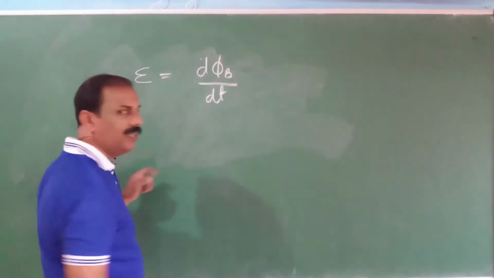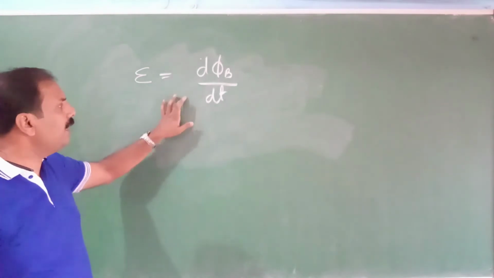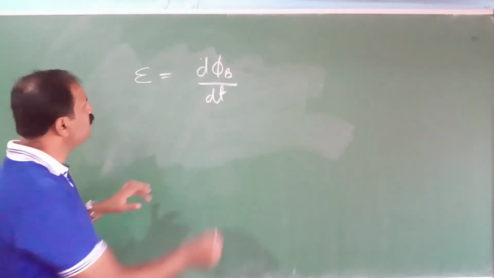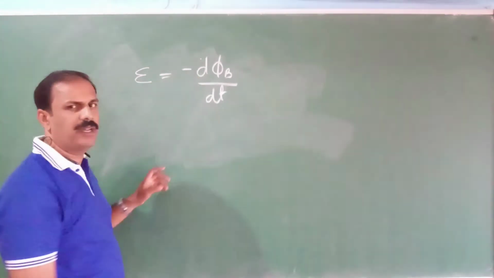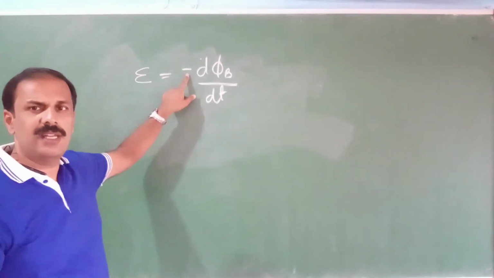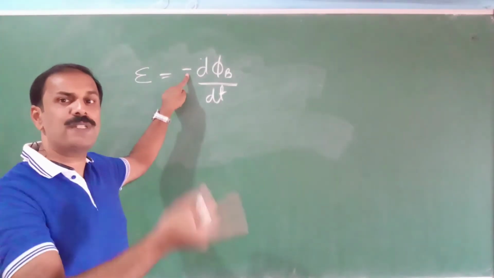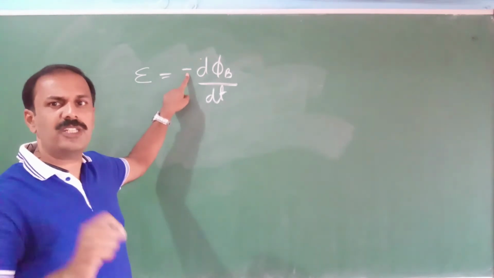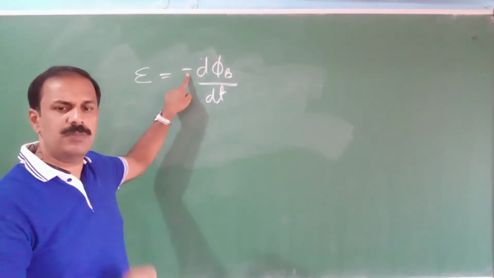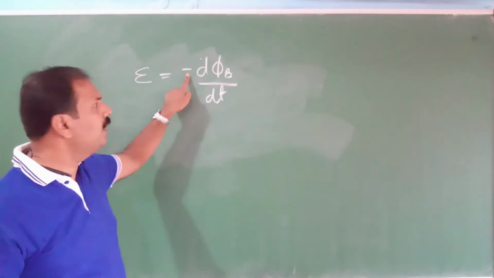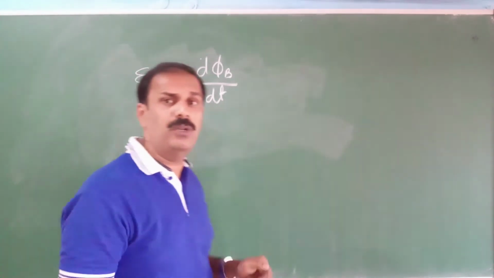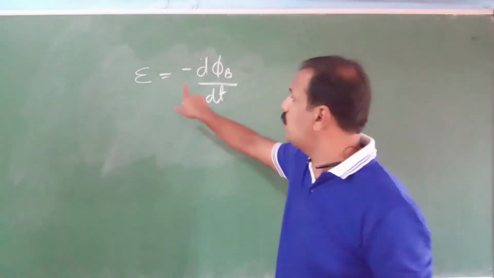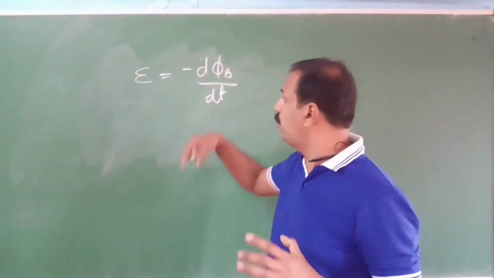So this is our Faraday's law. But along with this one, we have a minus sign also here. This minus sign says the induced EMF is in the opposite direction. Its physical meaning and its details we will study in the next topic. That is, we have something called Lenz law. This negative sign is coming due to Lenz law. What is Lenz law and how to use it, that we will do in the next topic.